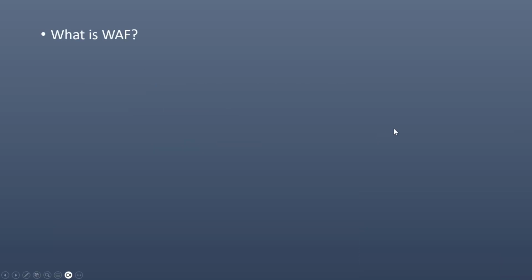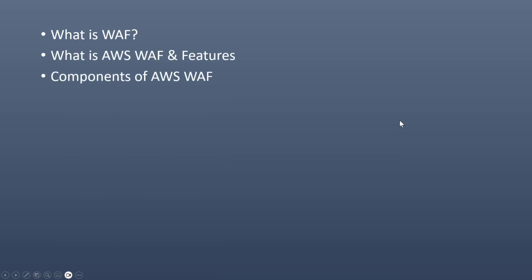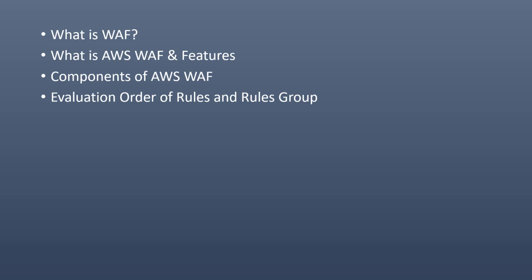In this video, we're first going to talk about what a Web Application Firewall is in general, that is WAF. Then I'll talk about what AWS WAF is and its features. Then we'll talk about the components of AWS WAF so that you can have a better understanding of how it works behind the scenes. We'll talk about the evaluation order of rules in the rule group. We'll talk about the actions, whether terminating or non-terminating.